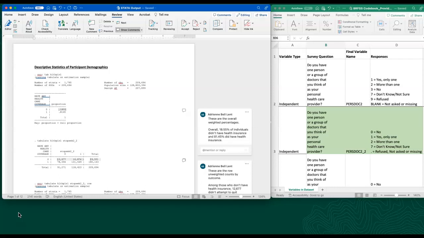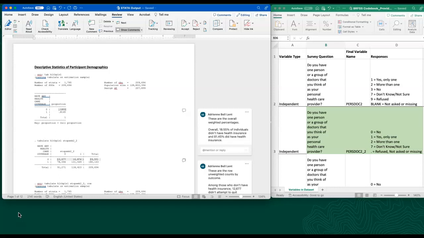First off, for the descriptive statistics of the participant demographics, this is the information you'll need for Table 1. And then below this, I've got another section that's labeled logistic regressions. Those are the results that are going to go into your Table 2 for the results of your logistic regression analyses. There's also a second document titled BRFSS Codebook.